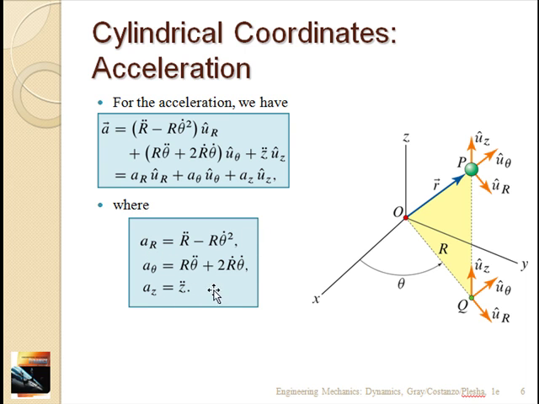Z double dot is obvious. There's an r theta double dot plus 2 r dot theta dot for the theta direction, and then r double dot minus r theta dot squared for the radial direction. So this is very similar to what we saw in polar coordinates with this extra z component thrown in.